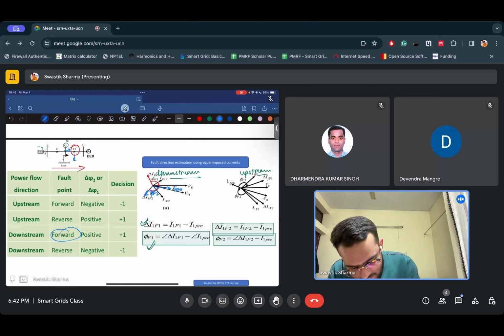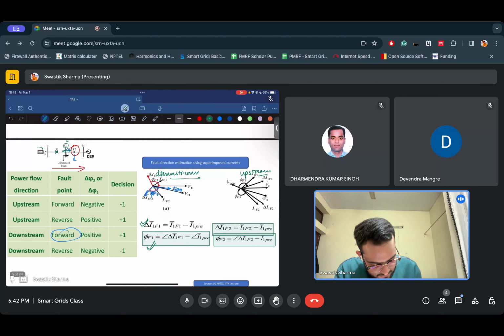Let's say the fault happens through F1, right? If this happens, the current will now flow from in front of G to backwards of G. If that happens, this delta IF1, this phi F1 will now lead, because delta IF1 will be more than the pre-fault current angle. So this is how this fault current would be, and the direction would come out to be reverse since this is negative.